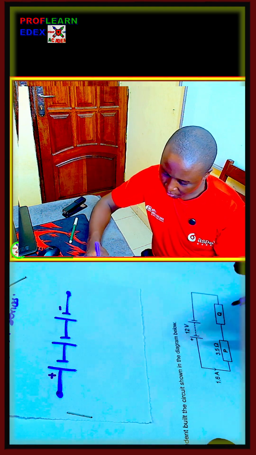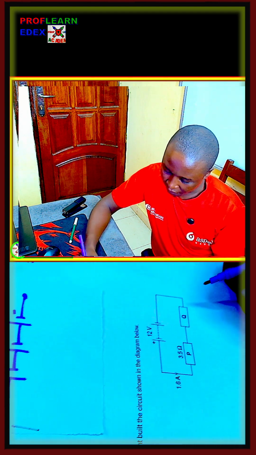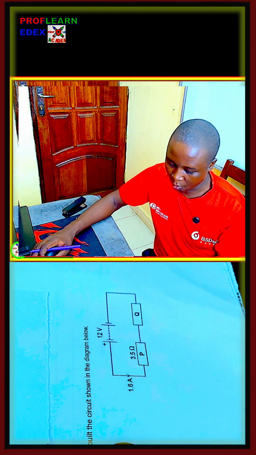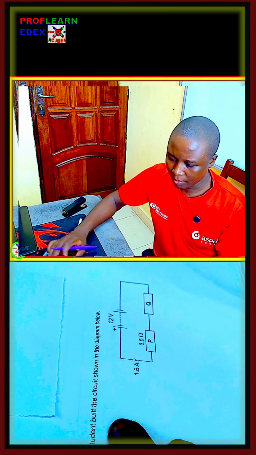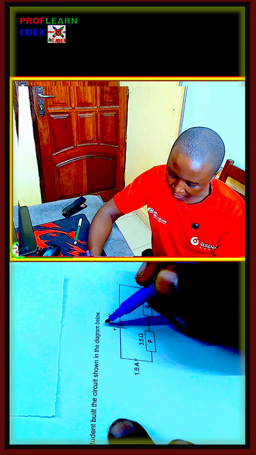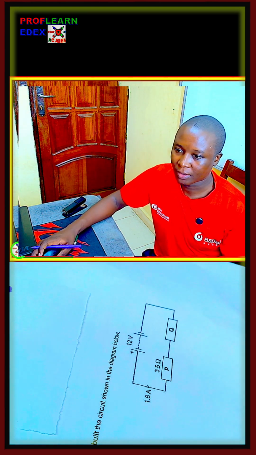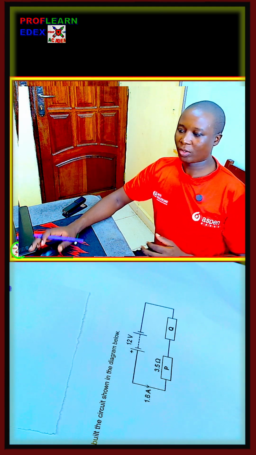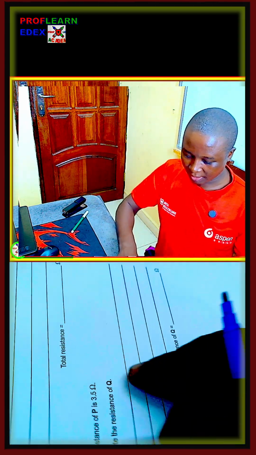Now, a student builds the circuit in the diagram below, and you can see the current that is flowing through this circuit is a current of 1.6 amperes. So there is also a voltage supply, and we have 3.5 ohms represented here. So how are we going to answer the questions in this particular part? Let's see the question that was asked here.